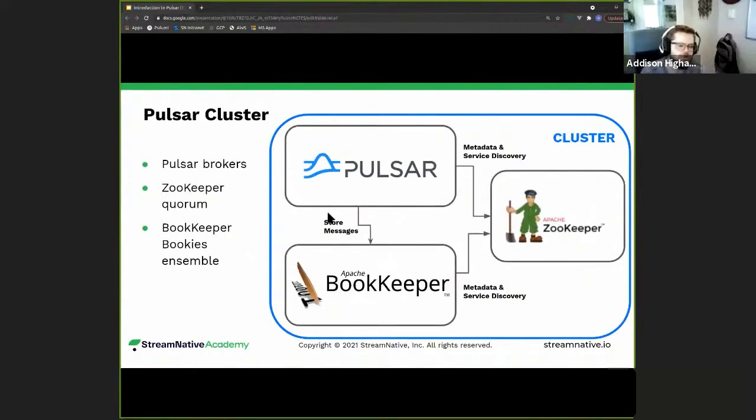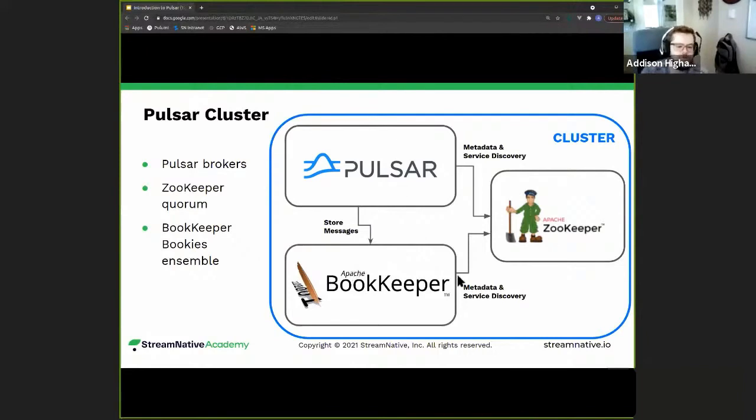A Pulsar cluster is composed of three main components. First, we have the Pulsar brokers themselves. These are what clients interact with; all the clients connect to them, but it's a stateless system. It has caches for performance, but it is actually not storing the messages. Instead, messages are stored in Apache BookKeeper. Apache BookKeeper can be thought of as a distributed write-ahead log. It's a system for very durably storing data that is ideal for sequential writes and reads.